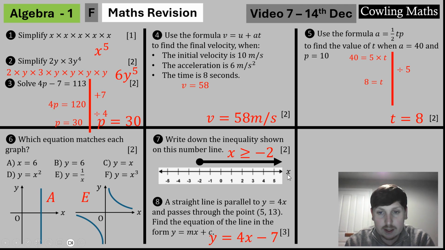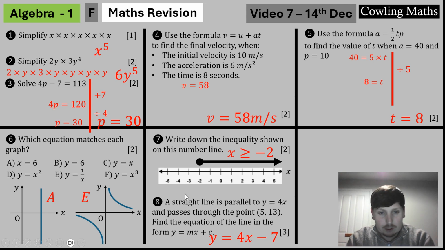So as an inequality, it does say this one was x. So it has to be x is greater than or equal to -2 in this one. That's a 2-mark question. So you will get 1 mark for firstly the inequality symbol pointing the right way, and the second mark for having the right inequality symbol and the right number as well, the full correct answer.